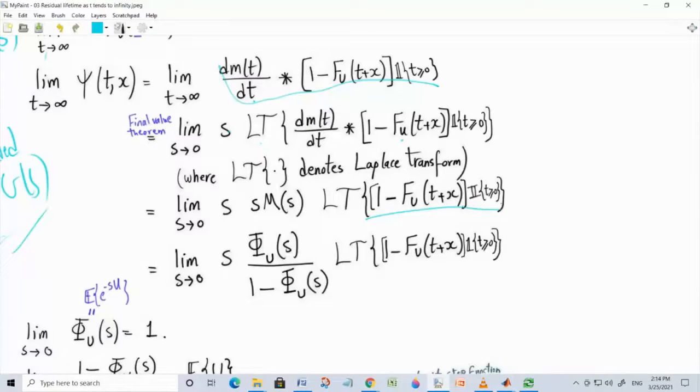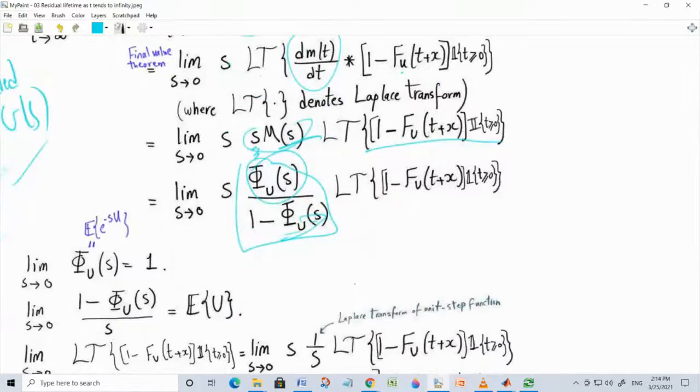So we have the Laplace transform of this thing here, and the Laplace transform of the first derivative is s multiplied by the Laplace transform of M of t. And on the previous page, we showed that basically s times M of s is equal to the Laplace transform of the inter-arrival PDF over 1 minus this big phi of s. And now let's basically try to do the limits.